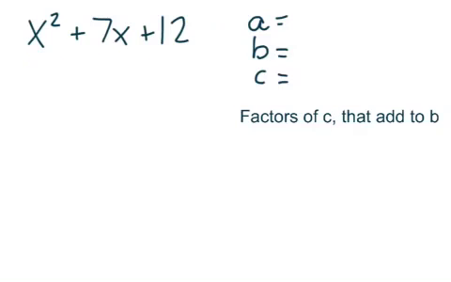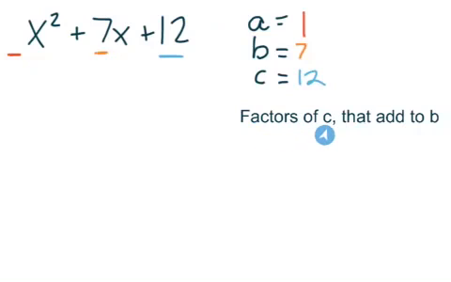To factor a trinomial, we need to find factors of c that add to b. So let's review what a, b, and c are. A is the coefficient of x squared, which in this case is an invisible 1, so a is 1. B is the coefficient of x, which in this case is 7, so b is 7. And then c is the constant, or the number at the end, so in this case c is 12.